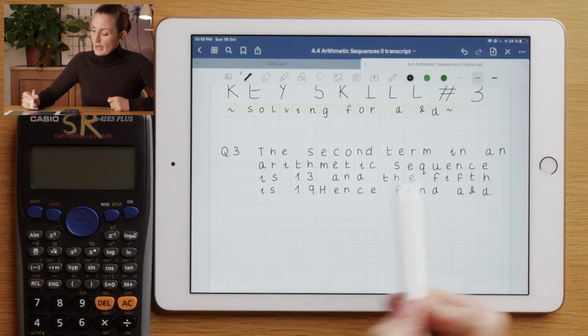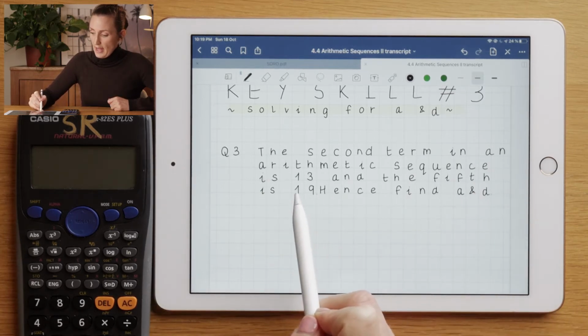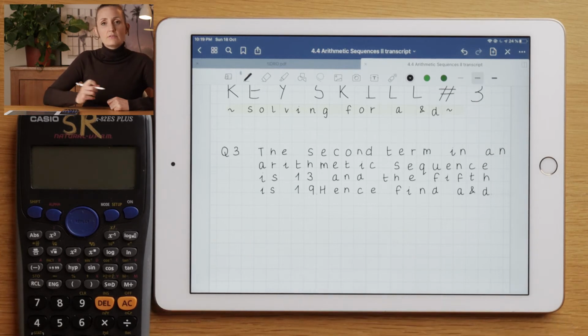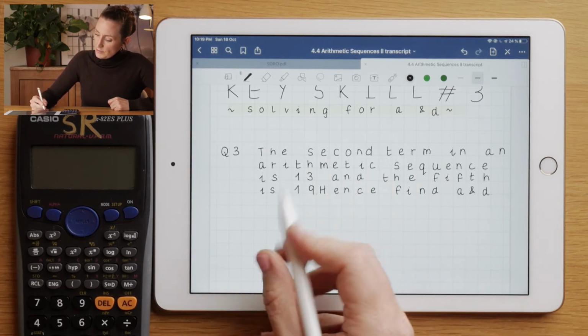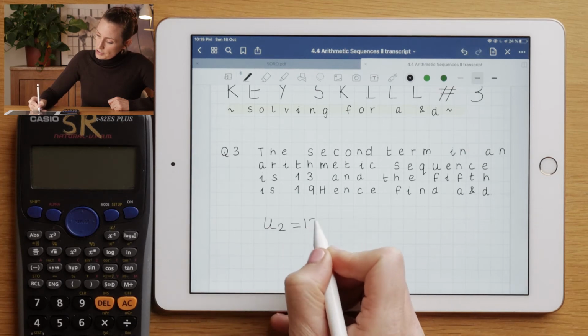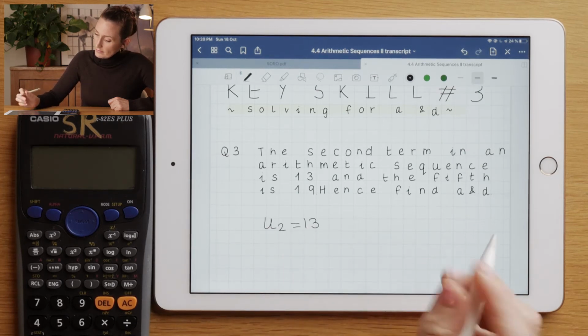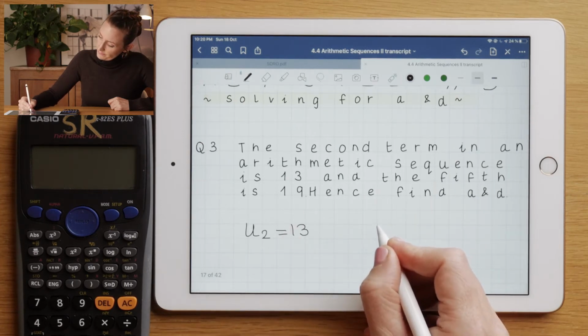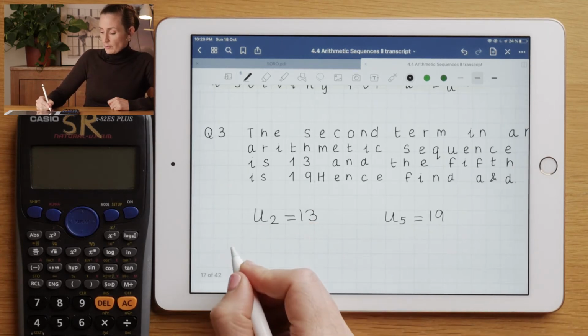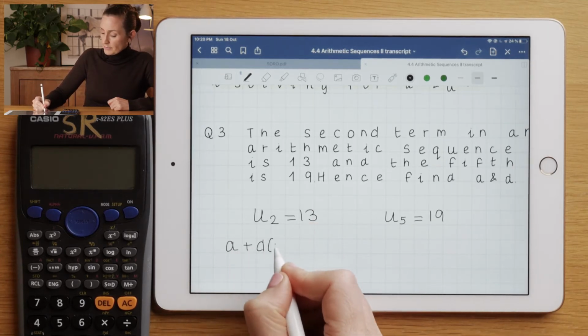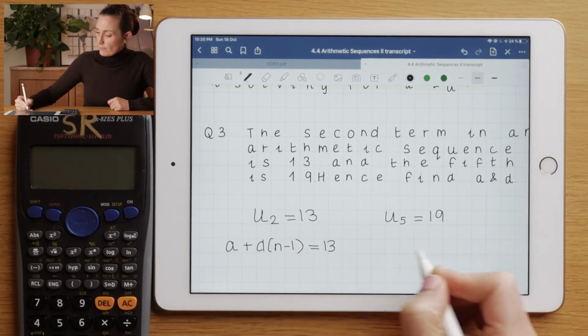We've been told that the 2nd term in an arithmetic sequence is 13 and the 5th term is 19, hence find A and D. We have 2 things to find, A and D, so we're going to need to use a simultaneous equation. The first simultaneous equation is going to come from knowing that the 2nd term in an arithmetic sequence is 13, so we know that U2 is 13, and the 5th term is 19. So U5 is 19. Now we know that Un comes from the formula a plus d(n minus 1), so you can write that for both of them.